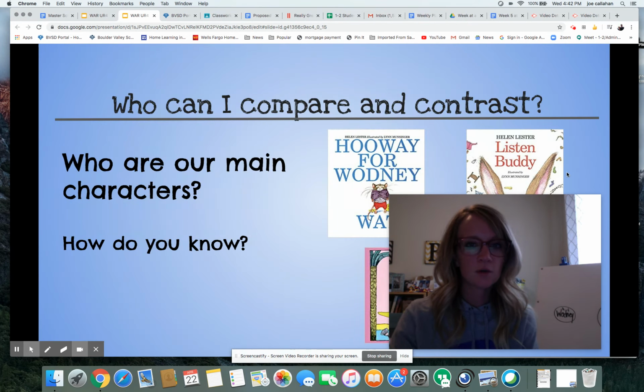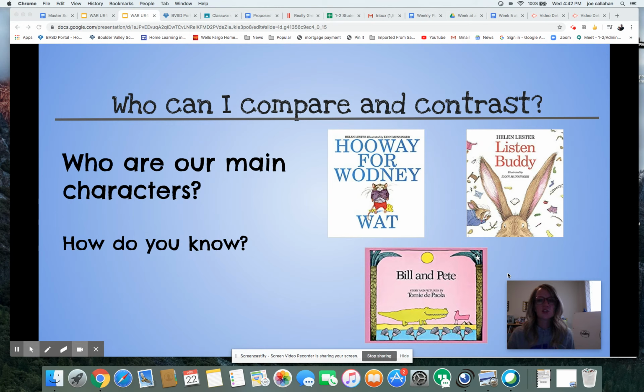Okay, we are going to compare and contrast the two main characters from Hawaii Fawani Wat and Listen to Buddy. Now remember we talked about in our last lesson, how do you know which character is the main character? Well, in both of these books, Wadney and Buddy, their pictures are on the cover and their names are on the cover. The author introduces both characters right away, which we know is very common for a fiction text. So that tells us that these are our main characters we're going to focus on.